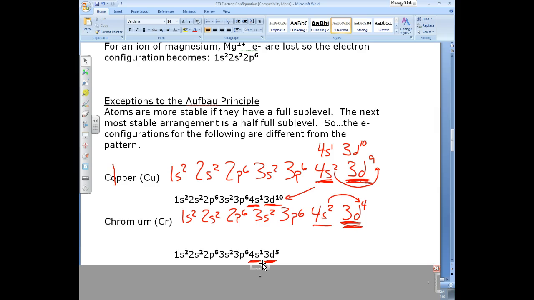Now, there are others on the periodic table that do not follow the Aufbau rule. In this class, we're going to pretend like they all do except for chromium and copper. So you need to know that the electron configurations for chromium and copper are different, and you need to know how they are different.